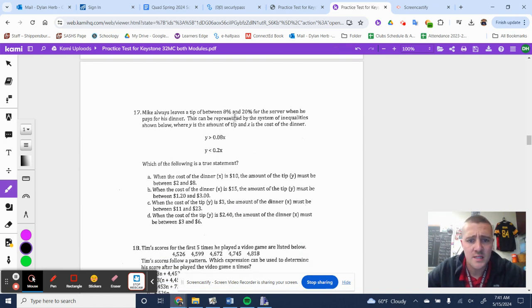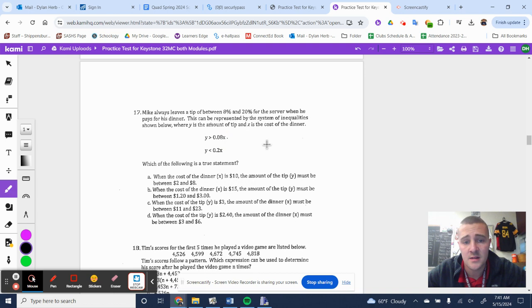Mike always leaves a tip between 8% and 20% to the server when he pays for his dinner, and this can be represented by these inequalities below. Which is a true statement? When the cost of a dinner, X, is $10, the amount of tip must be between 2 and 8. So we can check that.